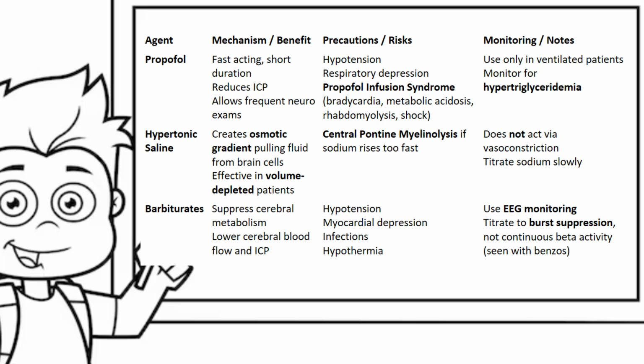How about barbiturates? These drugs, like phenobarbital, suppress cerebral metabolism. This leads to a decrease in cerebral blood flow and intracranial pressure. EEG monitoring is essential, and you need to titrate to a burst suppression, not a continuous beta activity, which you will see with benzodiazepines. Complications include hypotension, myocardial depression, infections, and hypothermia. Think of barbiturate coma as a nuclear option for ICP management. It's powerful, but it's not without risks.